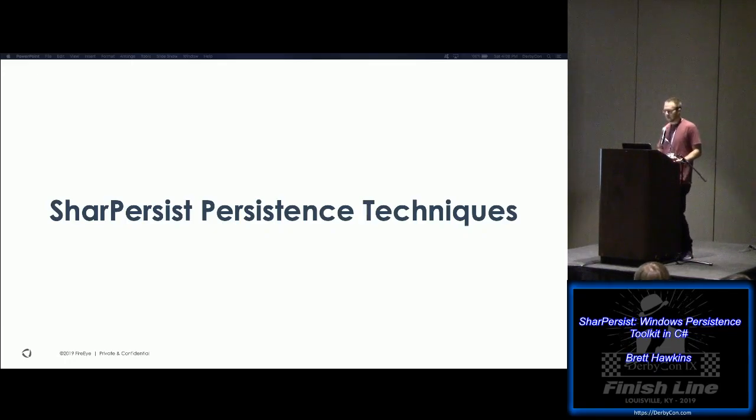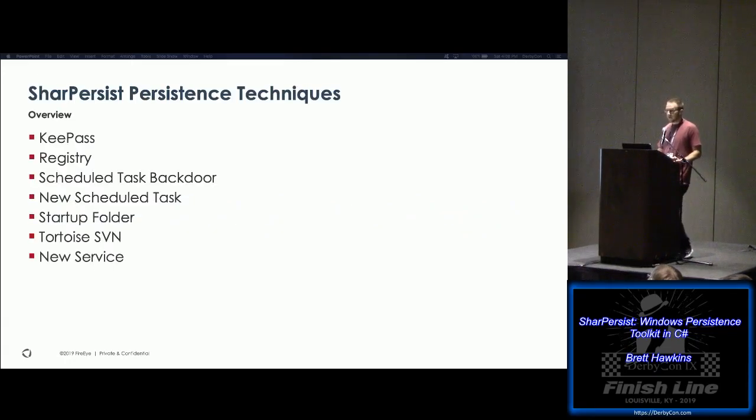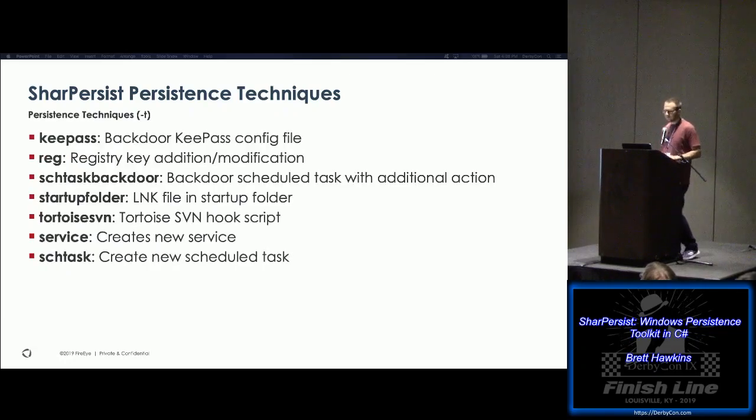So I just went over an overview of SharPersist. Now we're going to get into the techniques. On the initial release, it's coming with 7 techniques. Again, the plan is to add more in the future, both myself and the community. So if you have any really cool techniques, please feel free, I'd love to talk to you. It's initially releasing with KeePass, Windows Registry, Schedule Task Backdoor, New Schedule Tasks, the Startup Folder, Tortoise SVN, and New Windows Service. And you specify the technique you want to use with the stuff in bold.